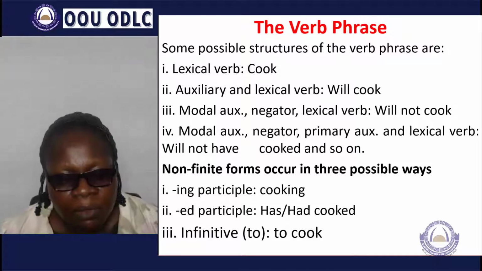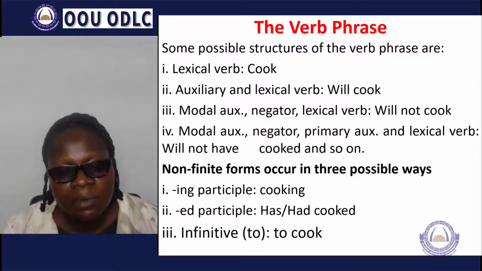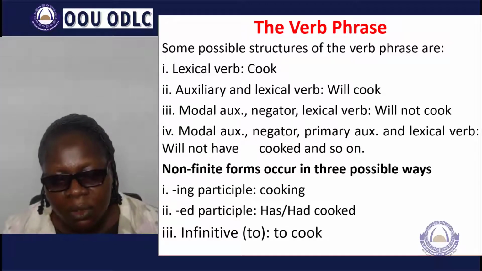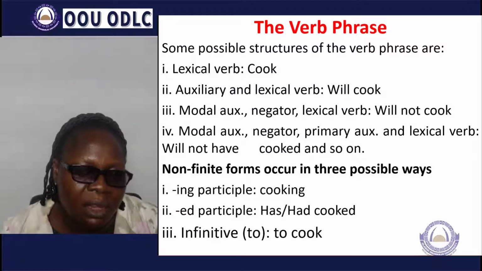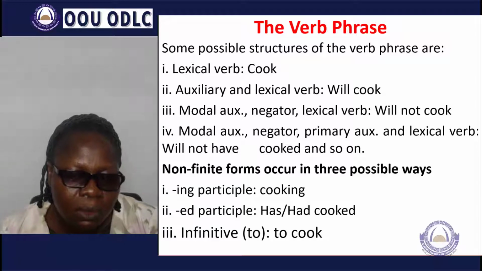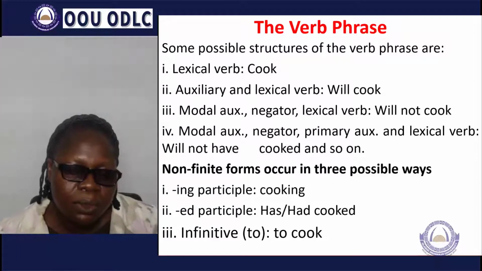Number three, we can have a verb phrase structure that has the modal auxiliary, a negator, and a lexical verb. An example is will not cook. I will not cook this morning.